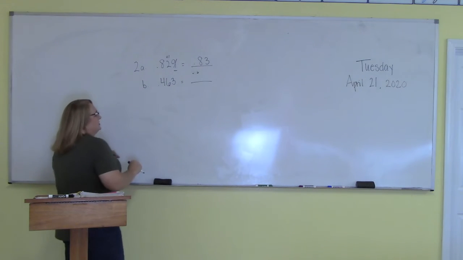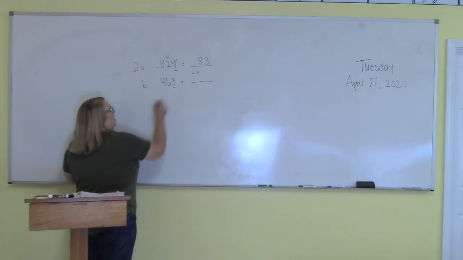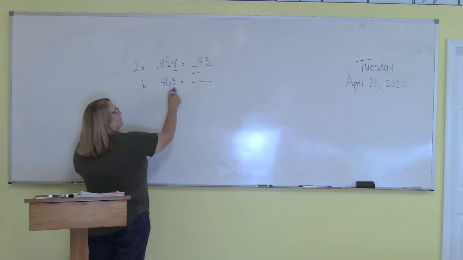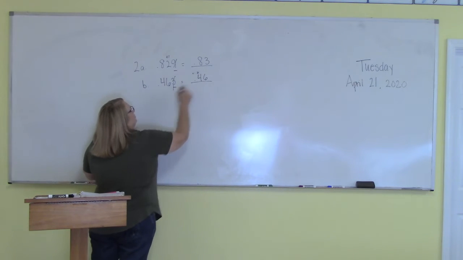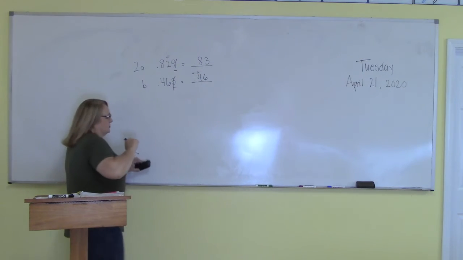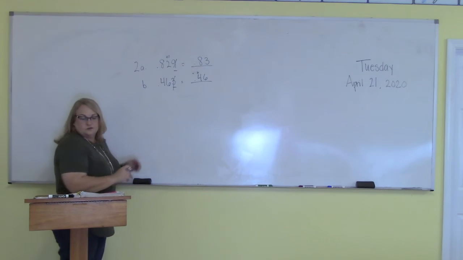Okay, 463 thousandths rounded to the nearest hundredth. Last number. 3 is less than 5, so you're just going to mark it out and keep the 6 the same. 46 hundredths.